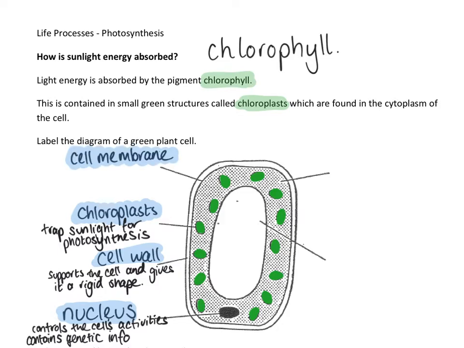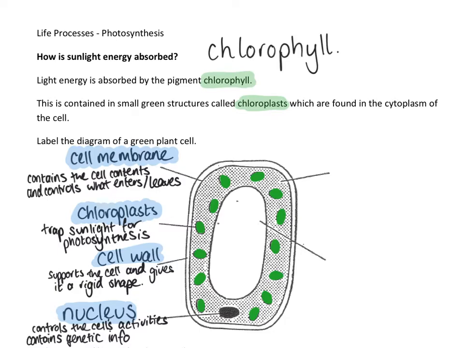This is what we call the cell membrane. And its job is to control what enters and leaves the cell. It also contains the cell contents. So that cell membrane is on the inside of the cell wall, and it contains the cell contents.